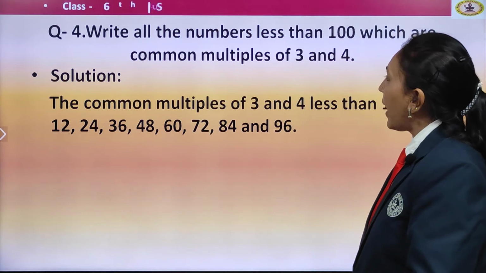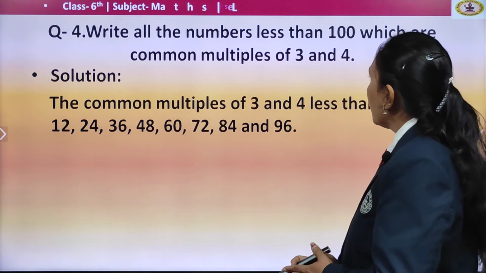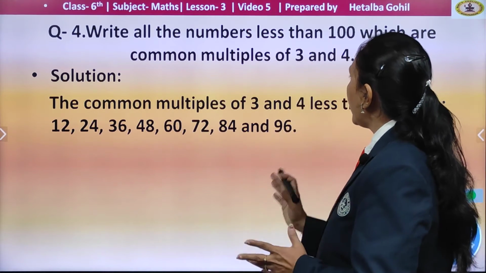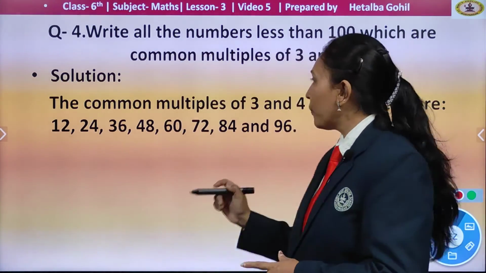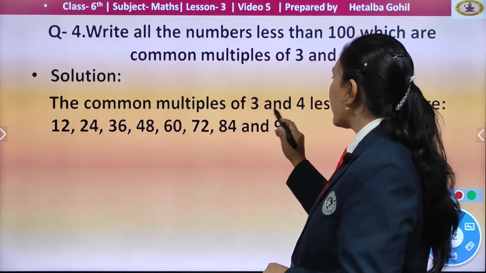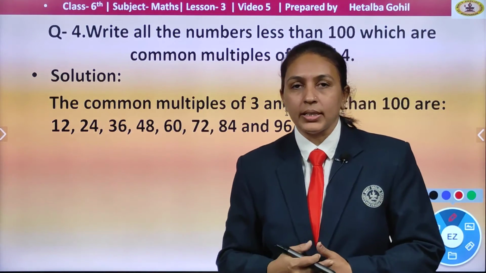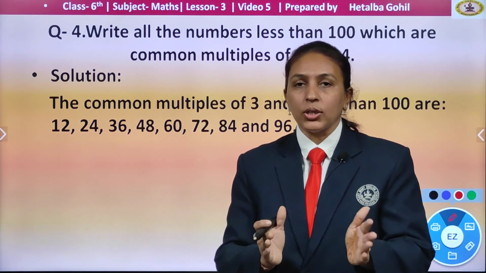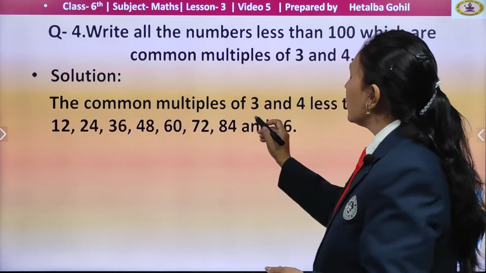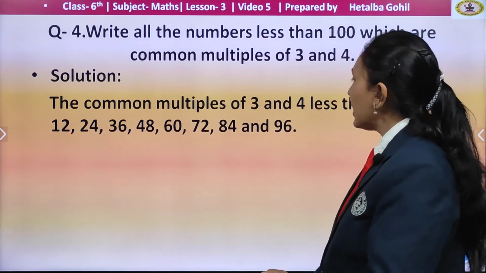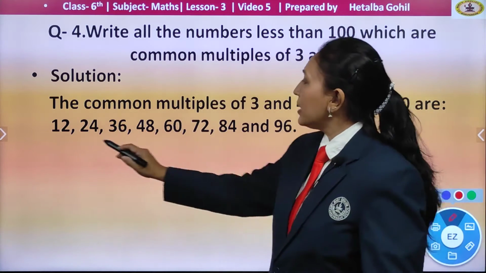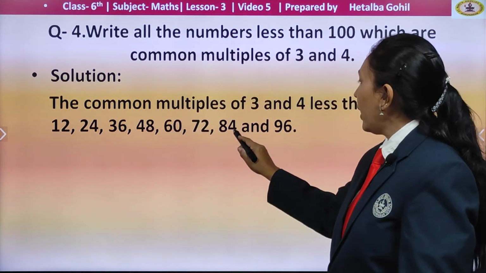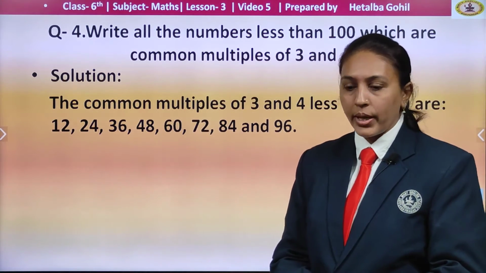Next question 4. Write all the numbers less than 100 which are common multiples of 3 and 4. Children, whenever you calculate the tables of 3 and 4, you have to write the common multiples of 3 and 4. As we have found common factors, we have common multiples. Among both the tables, whichever numbers you find common, those are called the common multiples of the given numbers. So the common multiples of 3 and 4 which are less than 100 are 12, 24, 36, 48, 60, 72, 84 and 96.